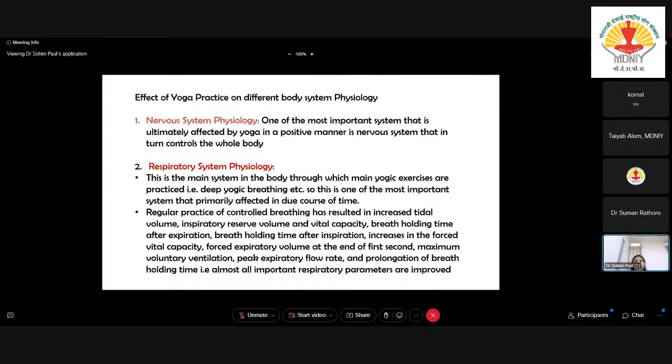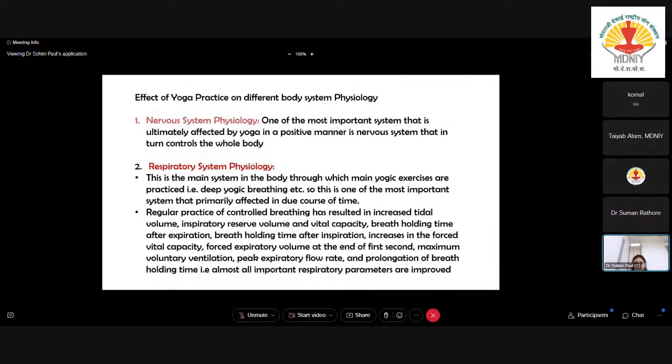Now, regular practice of this controlled breathing has resulted in increasing various respiratory parameters, like we are aware of, such as tidal volume, inspiratory reserve volume, vital capacity, breath holding time after expiration, and breath holding time after inspiration. These are all spirometric measurements we get, and definitely they are having a positive impact as well.